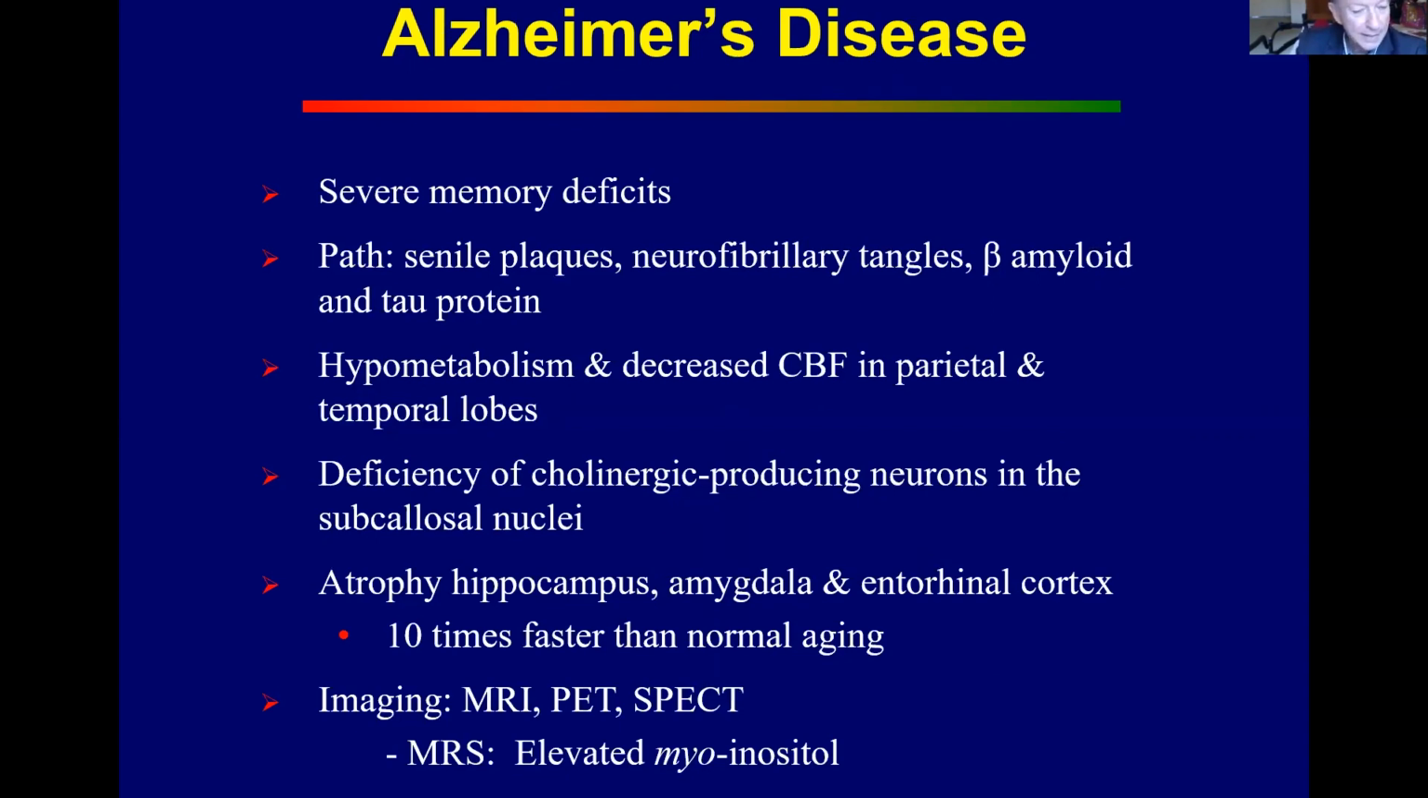Imaging, nothing specific at this. To make this diagnosis requires clinical correlation and neuropsych testing, but one can use MRI, PET to look at metabolism, SPECT, and other measures of blood flow to look at blood flow within the temporal parietal regions. Spectroscopy can show elevated myoinositol. Unfortunately, it's not sensitive enough to make early diagnosis of Alzheimer's disease. So it's not helpful during the early stages.